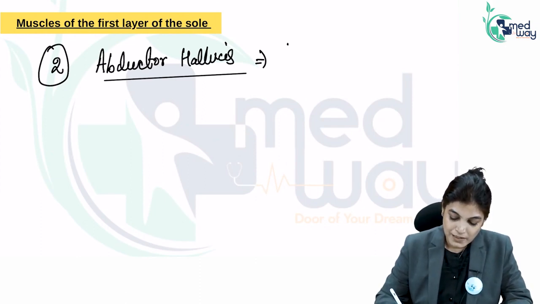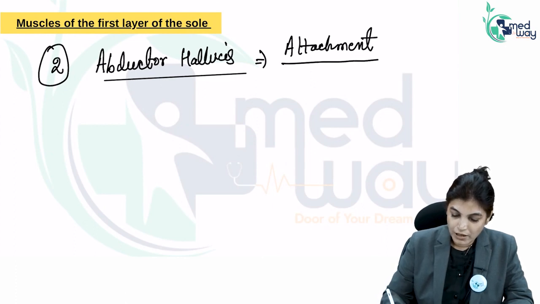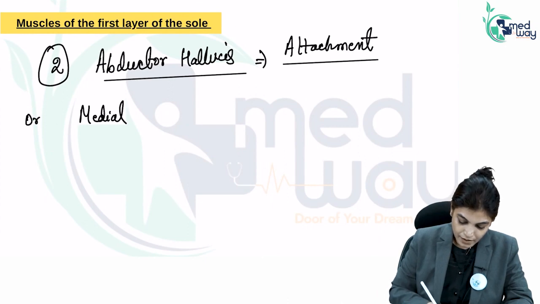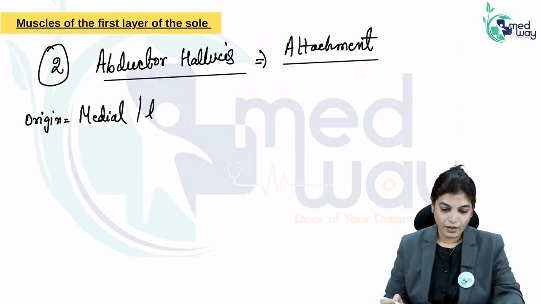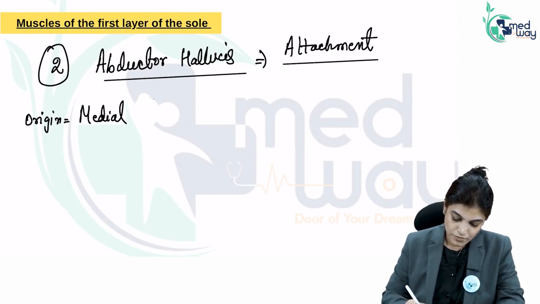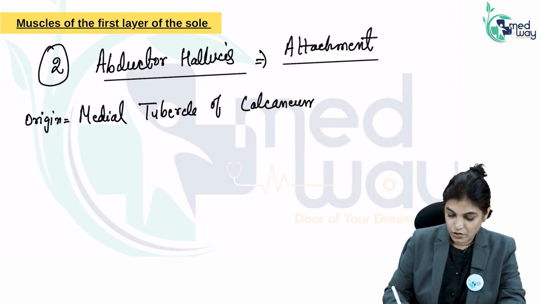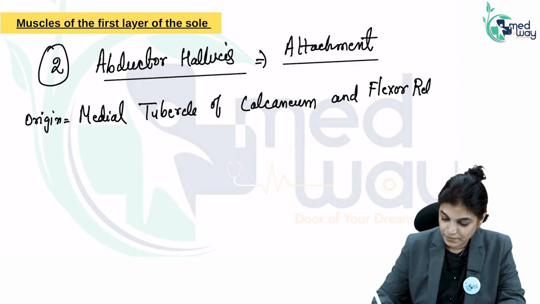And let's talk about the attachments. If we are talking about the attachment, it is attached to medial and lateral. So basically it is attached to the medial tubercle of calcaneum. It is originating from the medial tubercle of calcaneum and the flexor retinaculum of the foot.